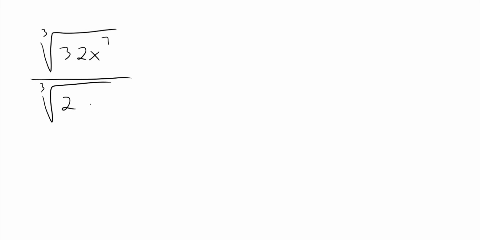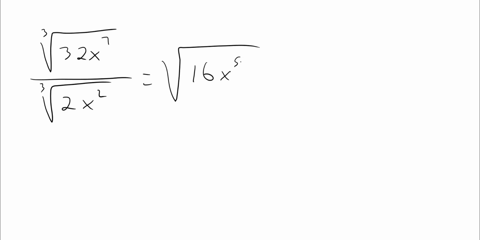How about this one? How about the cube root of 32x to the seventh over the cube root of 2x squared? That's a pretty good problem. I like that one. So what I'm going to do is write it as one radical. 32 divided by 2 is 16. x to the seventh divided by x squared is x to the fifth.